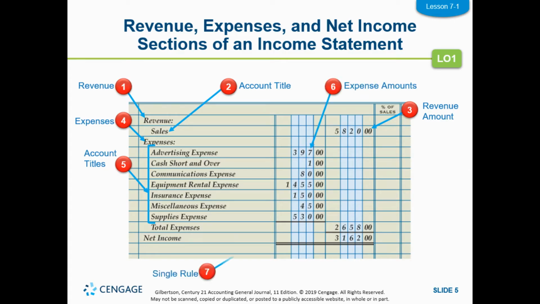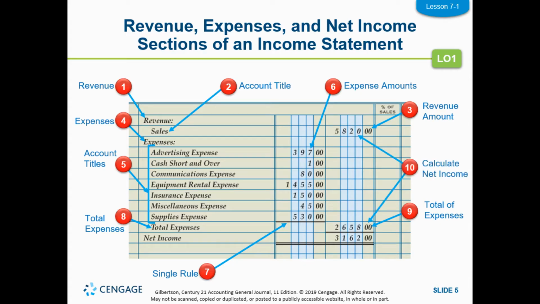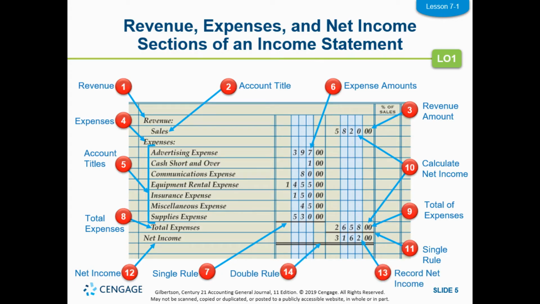There's the amounts of our expenses, single rule. Total expenses is our label down there. We write in our total expenses. Notice how that's a subtotal, 2658, adding up all the expenses. And finally, we calculate net income, our revenues or sales amount less our total expenses. In this case, we had net income of $3,162. And then we double rule, single rule below that, and then record net income and double rule.